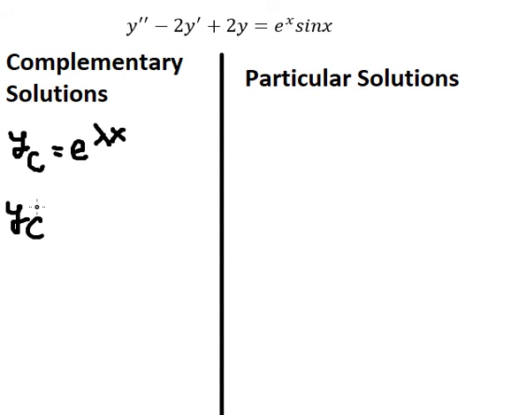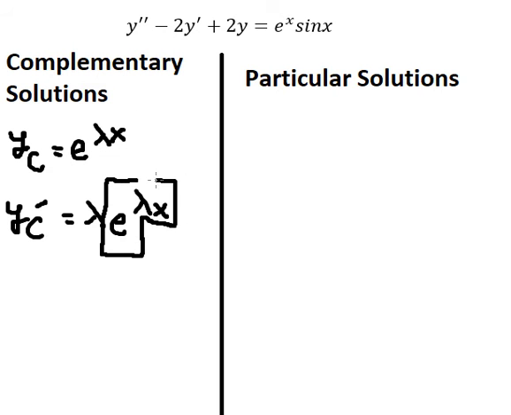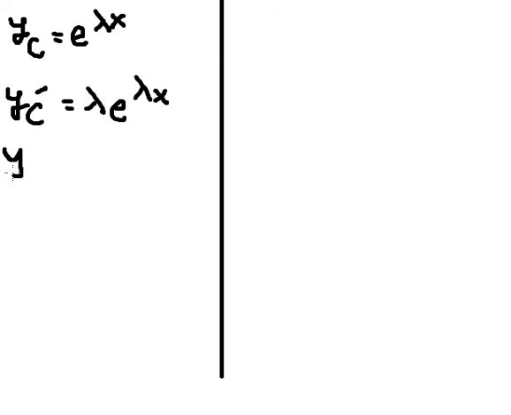Later, we need to take the first derivative of yc, and we have lambda e to the power of lambda s. We keep the same e to the power of lambda s, and then take the derivative of lambda s, and you get lambda. Now we go to the second derivative of yc, and we have lambda square e to the power of lambda s.